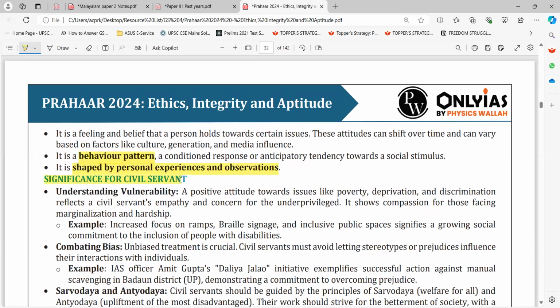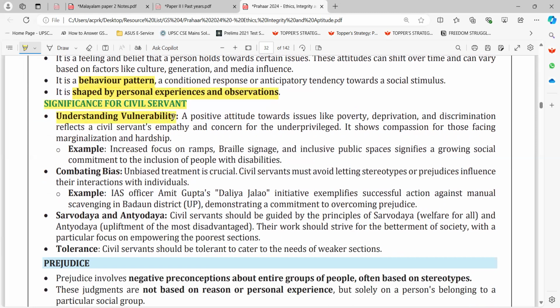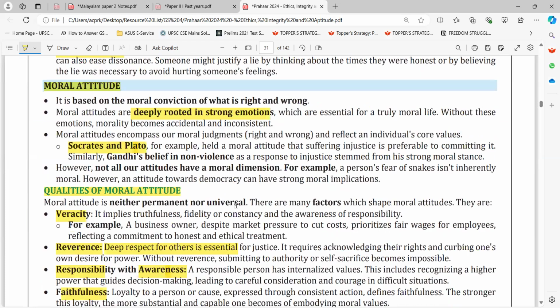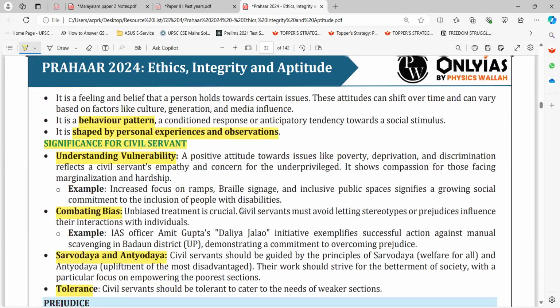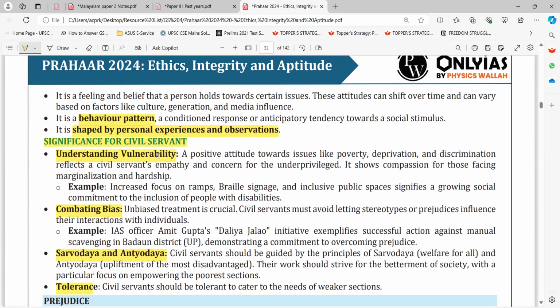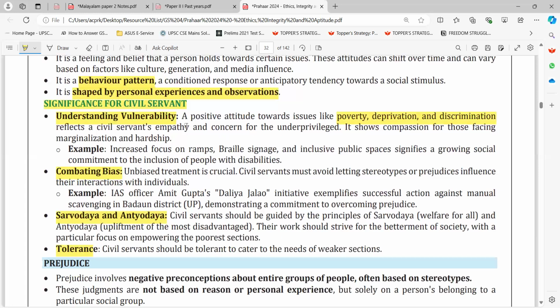Okay, significance for civil servant: understanding vulnerability, combating bias, Sarvodaya and Antyodaya, tolerance. Moral attitude and its significance, social attitude and its significance for civil servant. Okay, understanding vulnerability. A positive attitude towards issues like poverty, deprivation, and discrimination reflects a civil servant's empathy and concern for the underprivileged. It shows compassion for those who are facing marginalization and hardship.